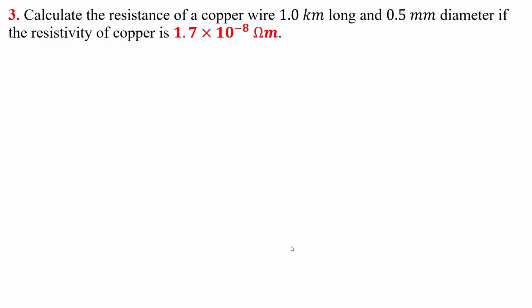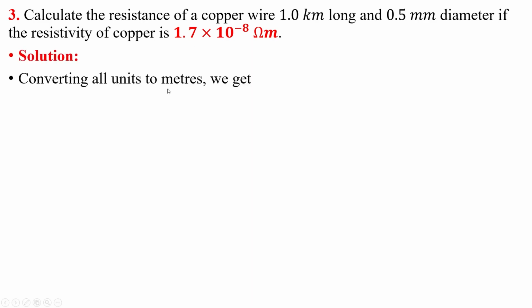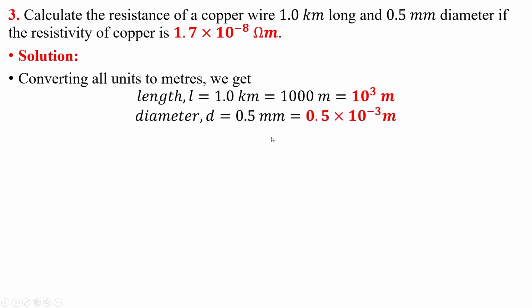So question number 3. Calculate the resistance of a copper wire 1.0 kilometer long and 0.5 millimeter diameter, if the resistivity of copper is 1.7 × 10^-8 ohm meter. Converting all units into meter, length 1 kilometer is almost equal to 1000 meter, or we can write 10^3 meter. And diameter is given, that is 0.5 × 10^-3 meter.